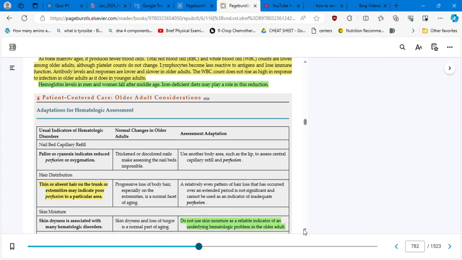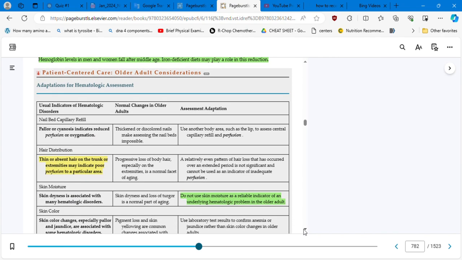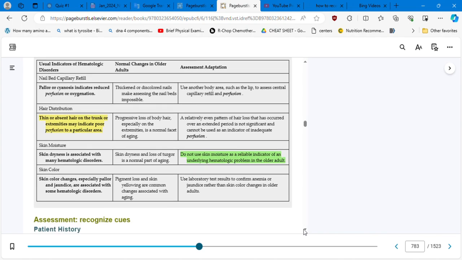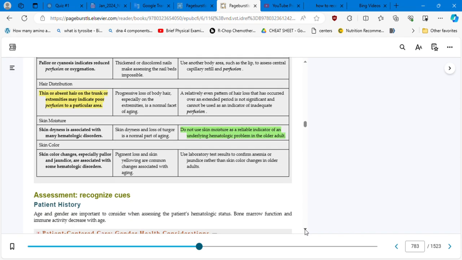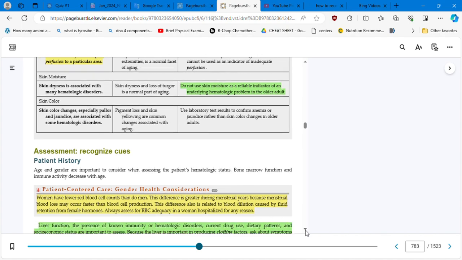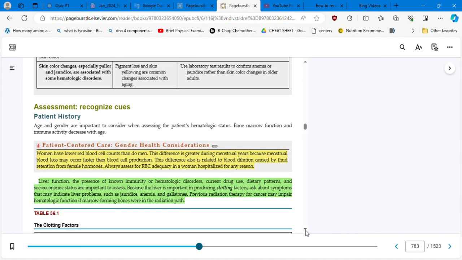So we have the older adult considerations. Please review this. Make sure you know about the pallor, the absent hair on the trunk or extremities, because this is related to perfusion. How is the skin? Do not use skin moisture as a reliable indicator of an underlying hematologic problem in the older adult. Okay, let's continue.